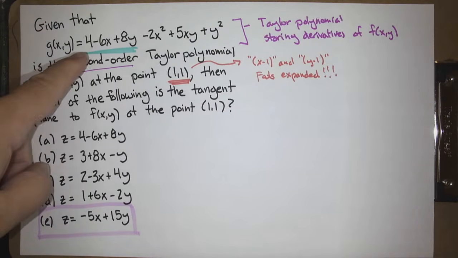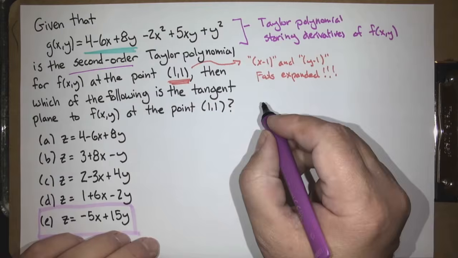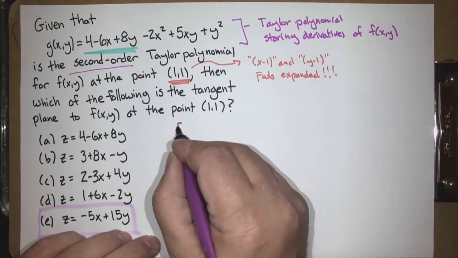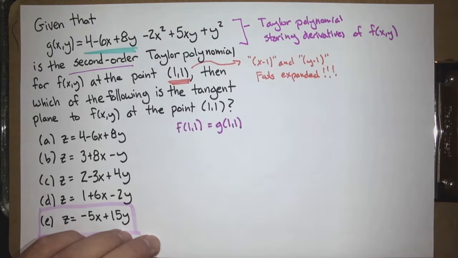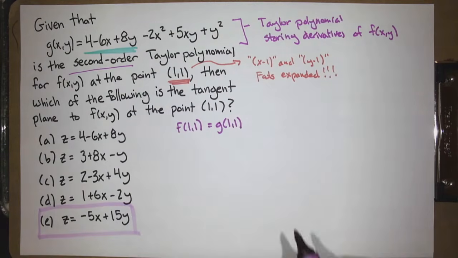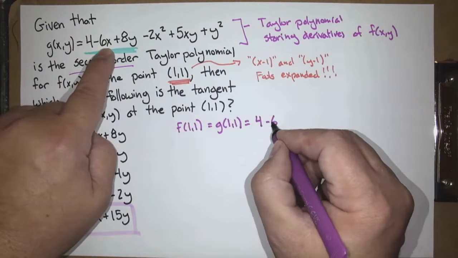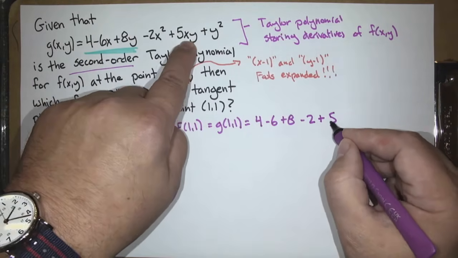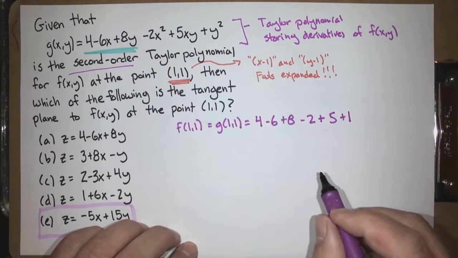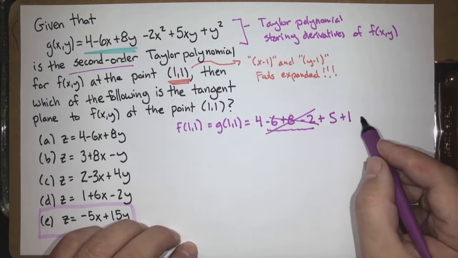G is storing actually even more than that. So we just have to pull out of G what we need. For instance, f at (1, 1) matches what g does at (1, 1). So plug in 1 and 1 into this. What do we get? We get 4 minus 6 plus 8 minus 2 plus 5 plus 1. And here you have this minus 6 plus 8 minus 2, so that's going to go away when we get 10 out.